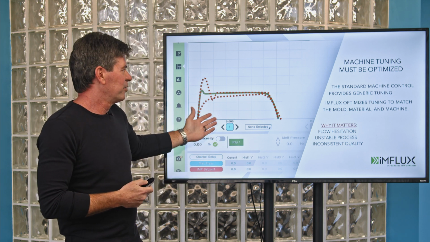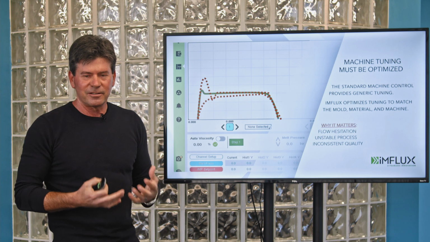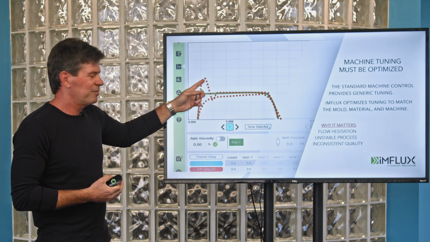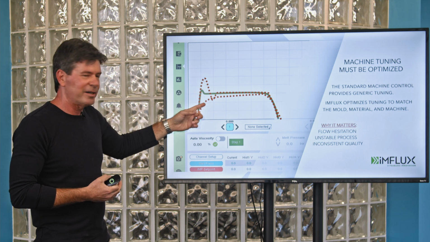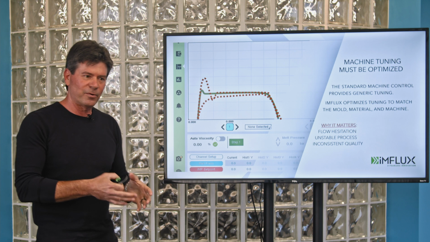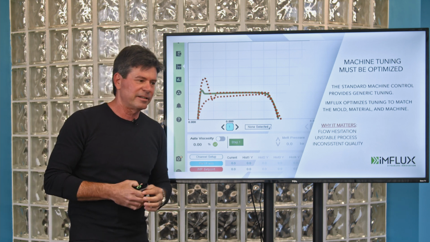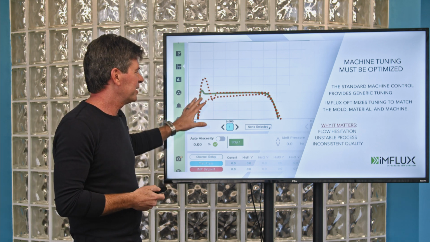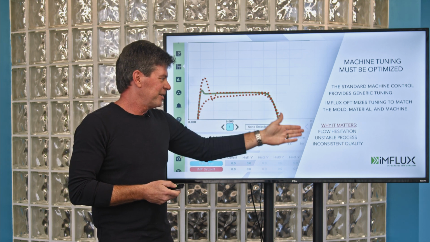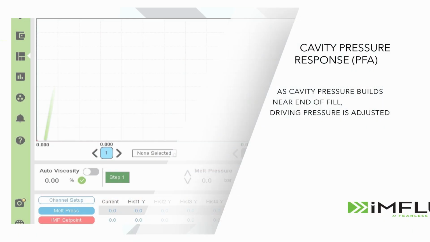And so you're working with a generic set of tuning parameters that for one mold might look great. For the next mold, it might look like this, and the next mold, it might look like that, because it's not optimized for the actual part material and conditions that you're running under. So again, it's going to create flow hesitation, unstable process, inconsistent quality.